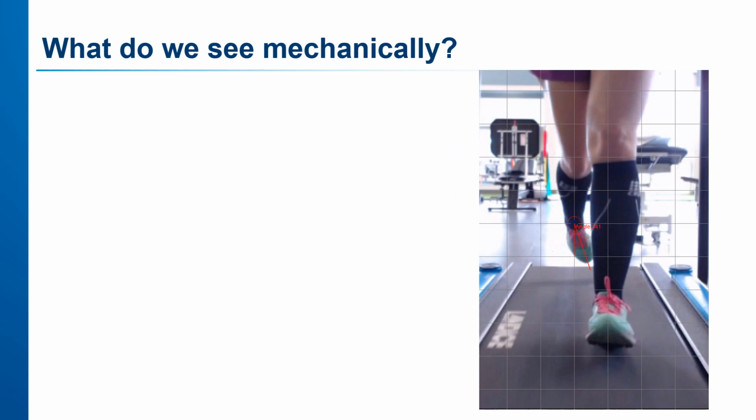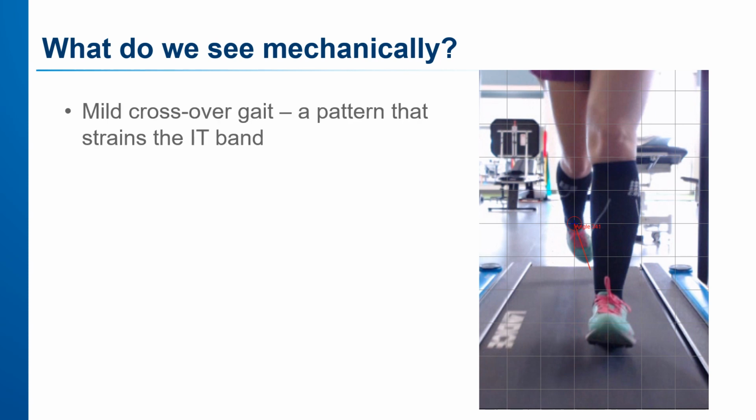Now, for any runner with knee pain, I really want to look at the frontal plane. And one of the things we see here is what Irene Davis refers to as a loss of knee window, as we don't see daylight between her knees here when she's at the ends of her stride. It's similar to a crossover gait pattern, which we know puts strain on the IT band.